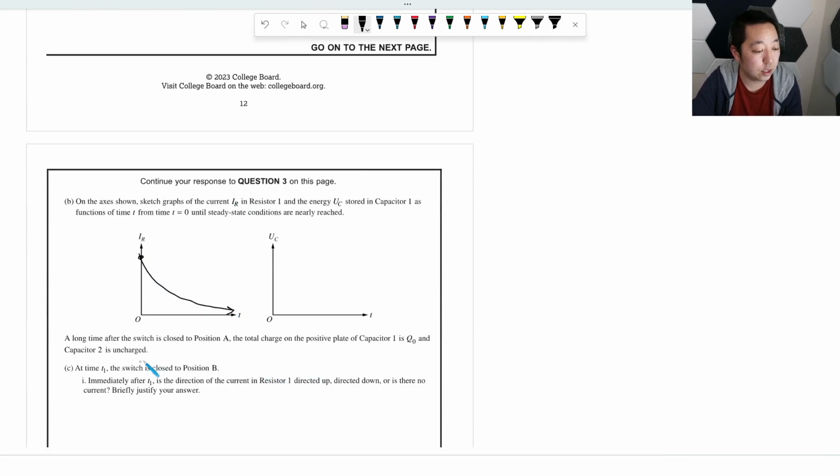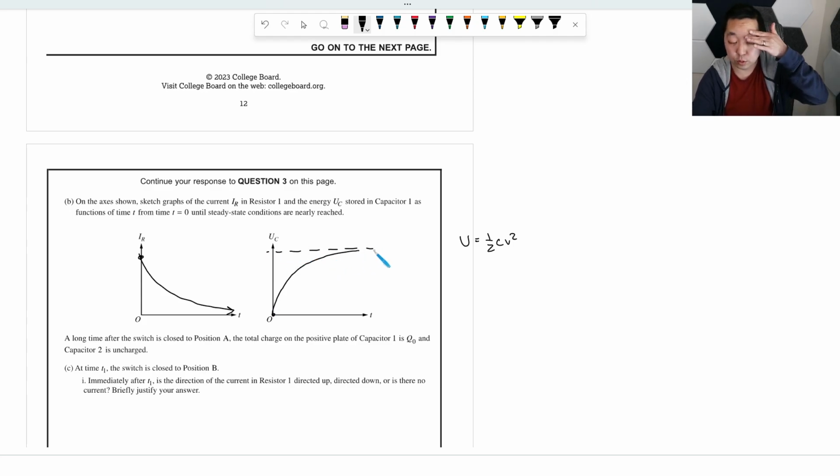How about the energy stored? That's 1/2 CV squared. C doesn't change, but the voltage is going to start at 0 and it's going to increase and level off. So when you square it, it's going to do kind of the same thing. Okay? Because eventually it will settle to a voltage, the battery voltage.